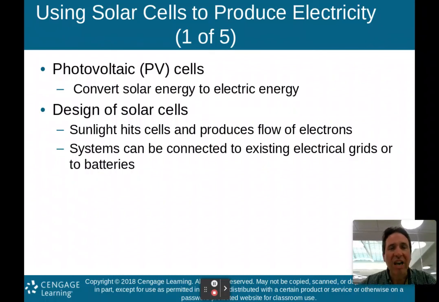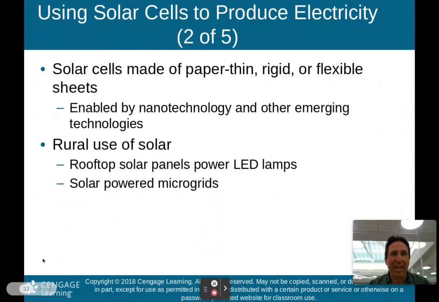So, design of solar cells: sunlight hits the cells and produces a flow of electrons. The systems then can be connected to existing electrical grids or to batteries. Those electrons go in, and that produces the energy. Solar cells are made of paper-thin, rigid, or flexible sheets. They're enabled by nanotechnology and other emerging technologies. So nowadays, you have solar panels that are really, really tiny, right? 20, 30 years ago, that wasn't the case, and they were thicker, right? Now they can be very, very thin.